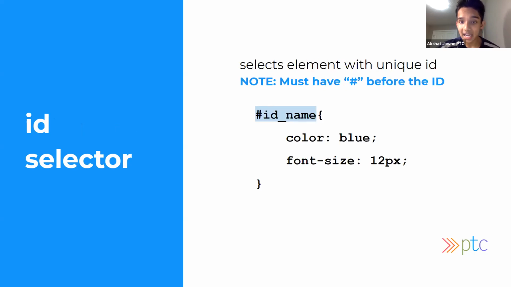Next, we have the ID selector. It uses the ID attribute of an HTML element, which is unique across the HTML file, to select a specific element. The element is selected using a hashtag, or a pound key on your phone, followed by the ID of the element. So in this case, as we see in the presentation, we have the pound or the hashtag, and then the ID name, and then the CSS styling. A reminder that to use this selector, you must include the hashtag.